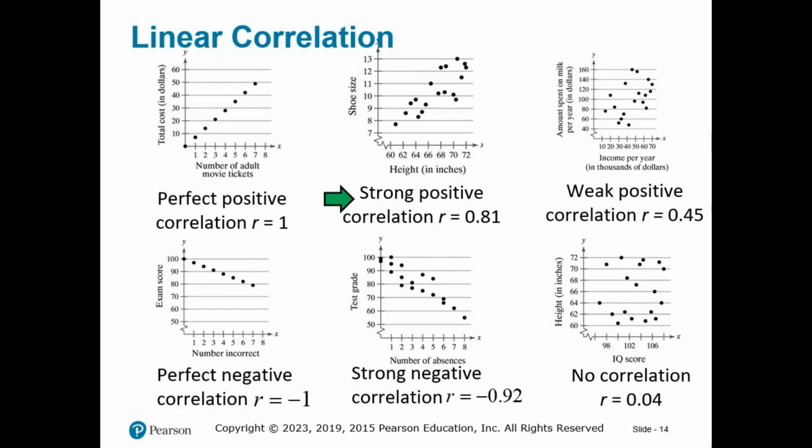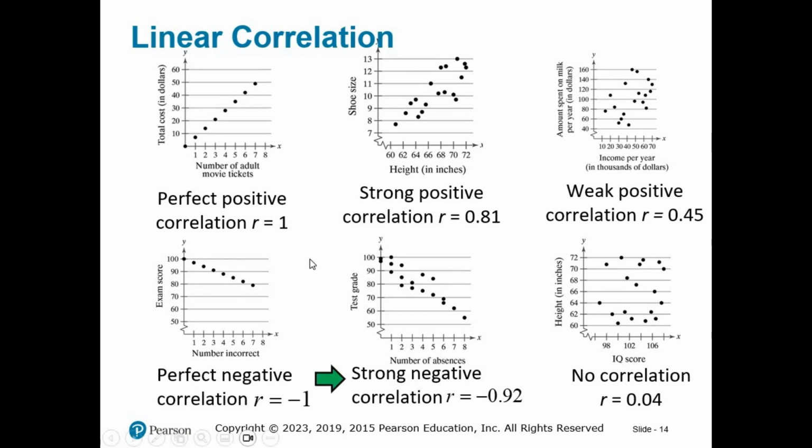The center top one is similar to the top left one in that its points are trending toward the top, and it's clear that there's a relationship between x and y, and it's a strong relationship, but it's not exact. We would say that there is a strong positive correlation, and in fact the r value for this one is r equals 0.81, which is close to 1. So it is a strong positive correlation.